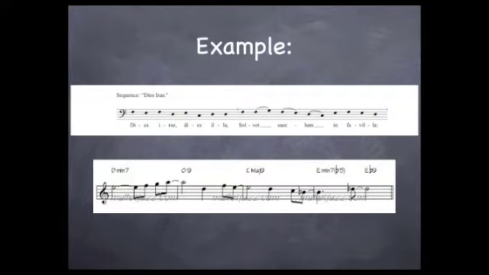Here's an example. As you can see, in both the top and bottom pieces of music, there's only one line of music. There are no accompaniment parts and no chords. That's what makes this a monophonic texture.